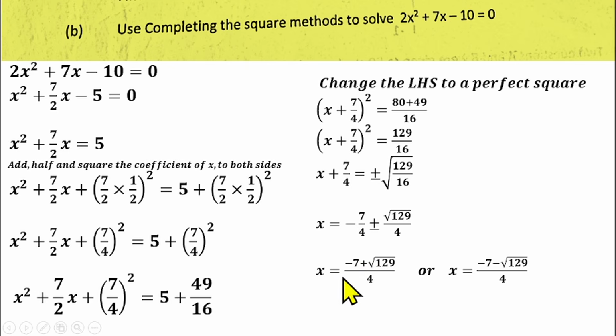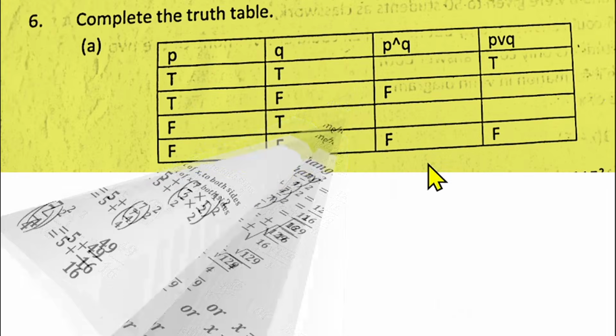That is x equals minus 7 plus square root of 129 over 4, or x equals minus 7 minus square root of 129 over 4. And from this point, since you cannot find the square root of 129 by yourself, you can punch your calculator from there, and it's going to give us x equals 1.09, or x equals minus 4.59 as the value of our x for question number 5b.